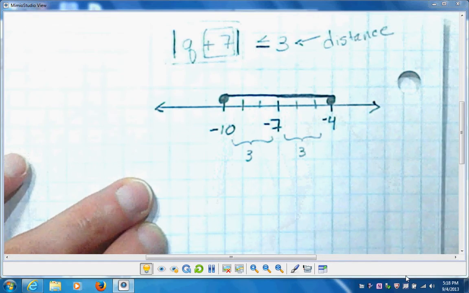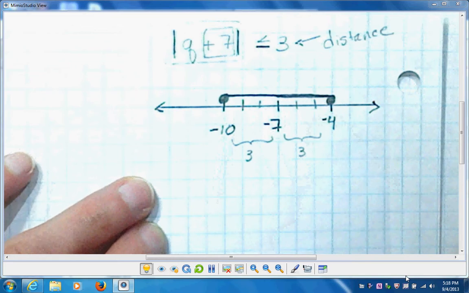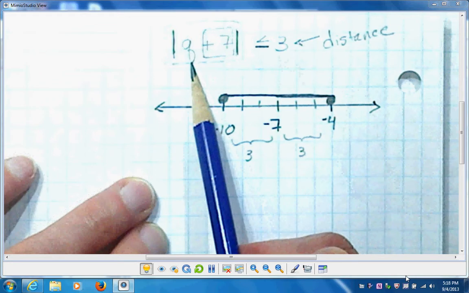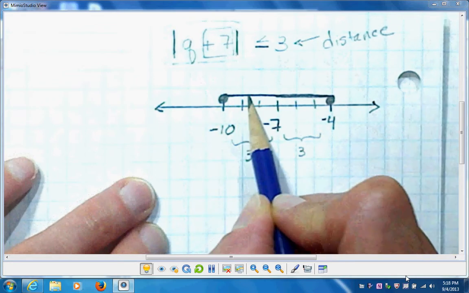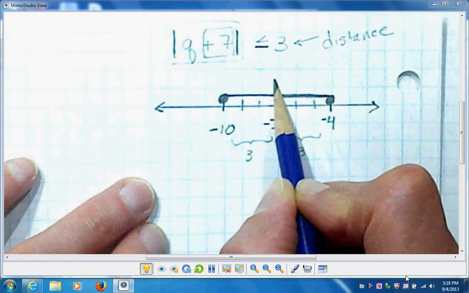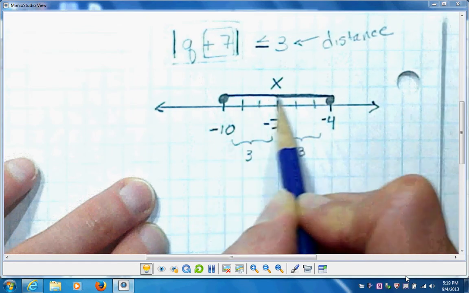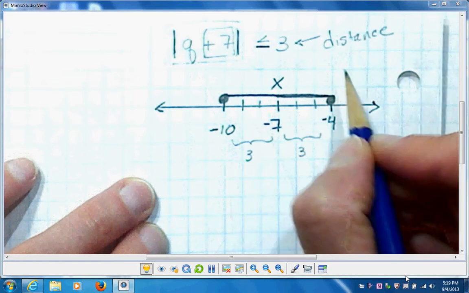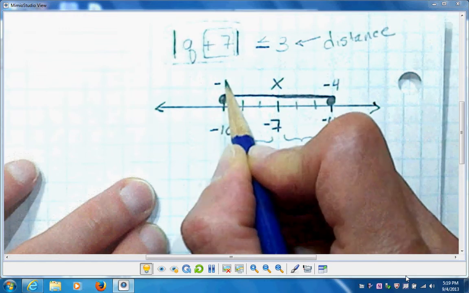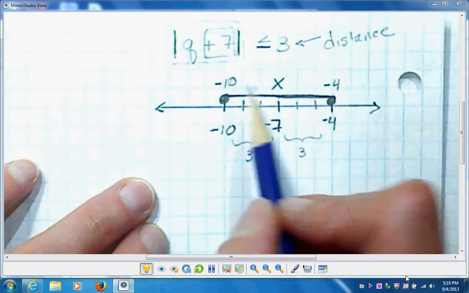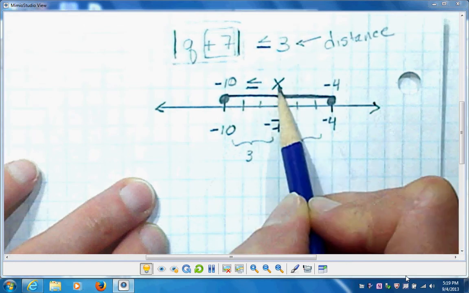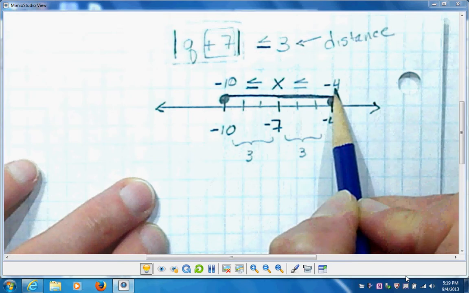Now, we want to write this in set builder notation. So where is my x? Well, my x, or in this case my q, is anywhere along this part of my line segment. So my x lives anywhere in this region. The largest it can be is -4. The smallest it can be is -10. So -10 is less than or equal to x, and x is less than or equal to -4.